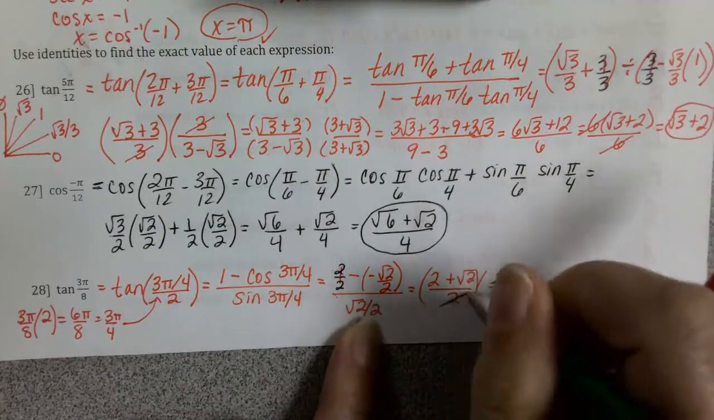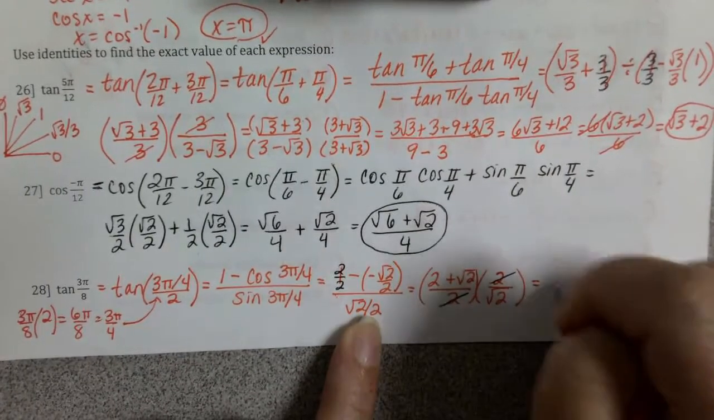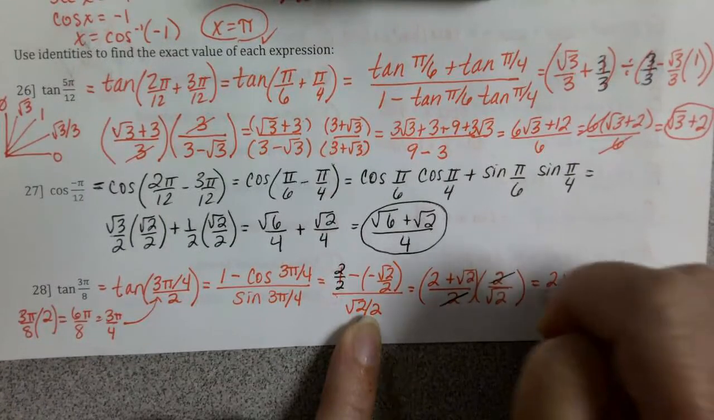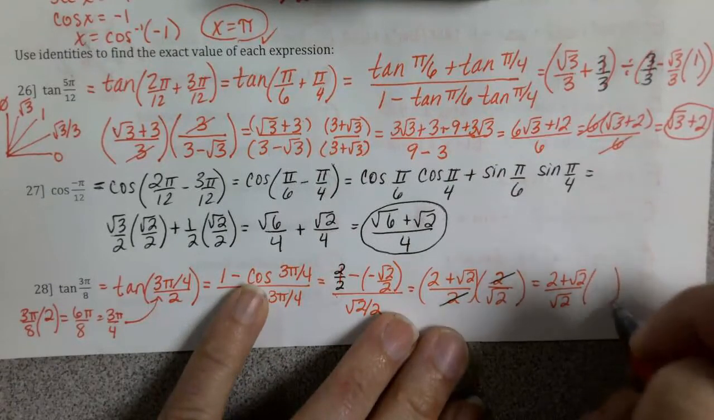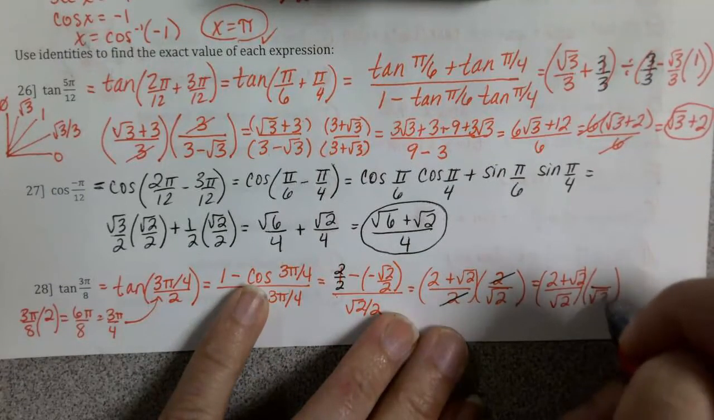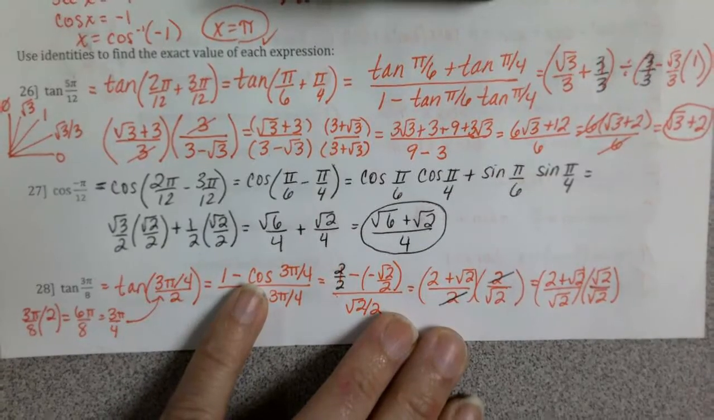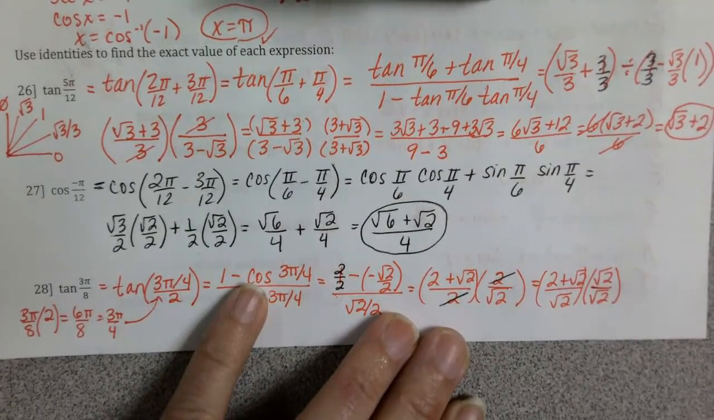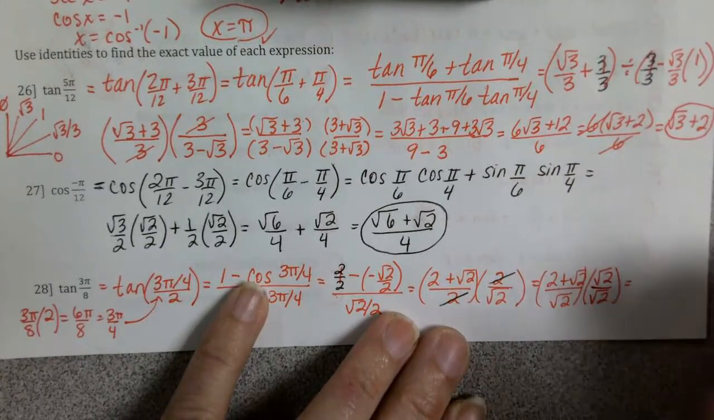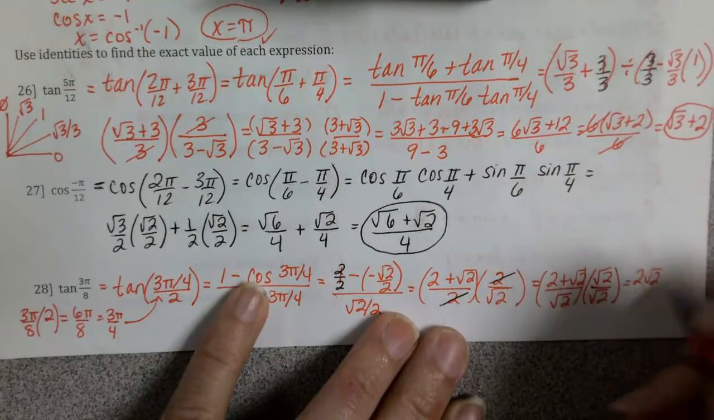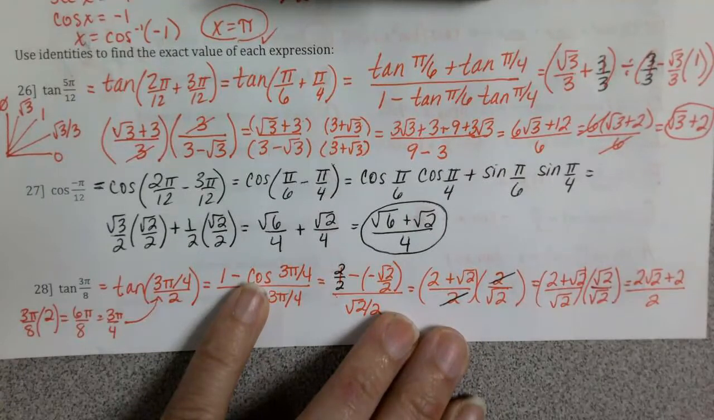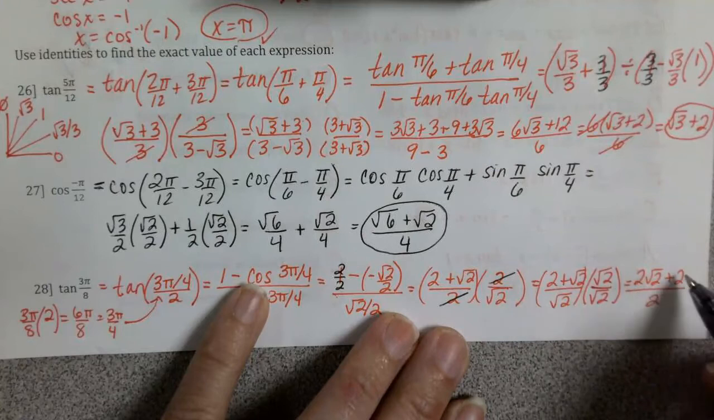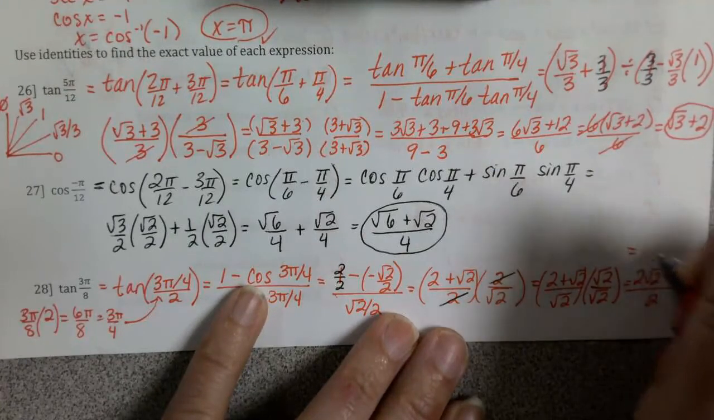Then our 2's here cancel on the diagonal, and we'll have 2 plus square root of 2 over the square root of 2. We need to rationalize that denominator. It's a monomial, so we'll multiply it by square root of 2 over square root of 2 to rationalize. And we'll have 2 square root of 2 plus 2, all divided by 2.